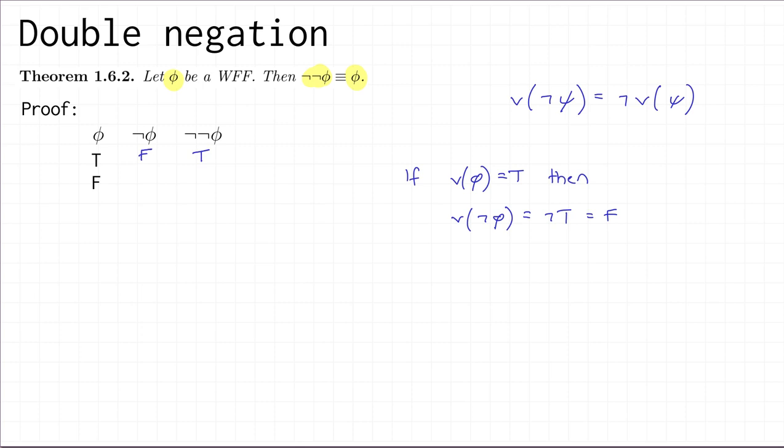The same kind of argument shows me this time if phi is false, then not phi would be true and not not phi would be false. And what you can see here is that this column is the same as this column. Therefore, under any truth assignment, phi and not not phi get the same truth value.